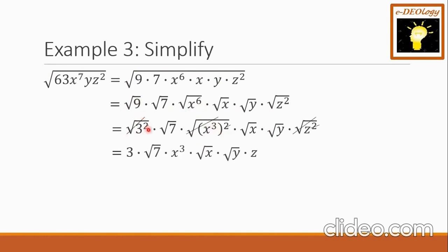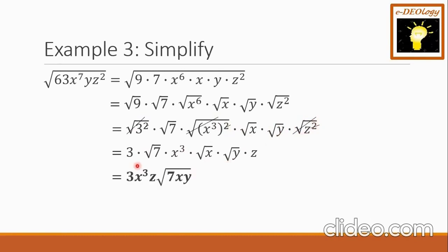Cancel the radical now and the power 2. So the number 3 will come down. The square root of 7 will just copy. In here we will also cancel the radical sign and also the power 2. So x cubed will come down. The square root of x will just copy. The square root of y will also copy. And for the last term, the square root is cancelled along with the exponent 2. Only the z will come down.